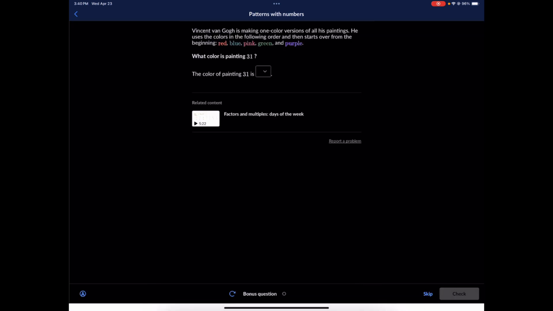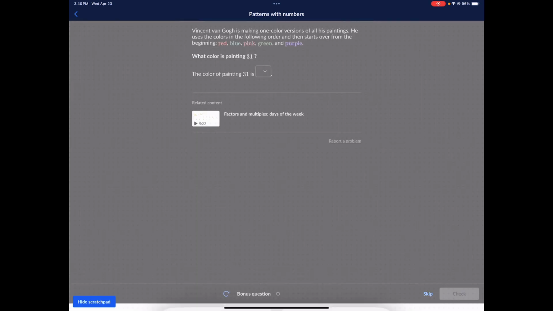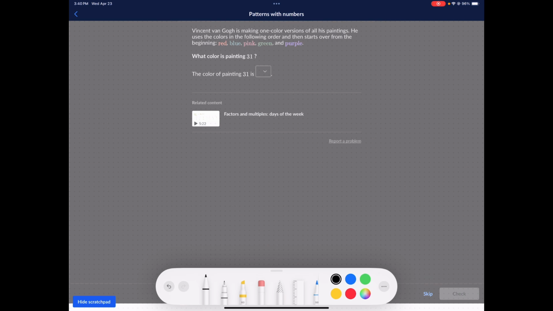Okay, bonus question. Vincent van Gogh is making one-color versions of all his paintings. He uses the colors in the following order and then starts over from the beginning: red, blue, pink, green, and purple. What color is painting 31? So we can take a look. Let's put R for red, B for blue, P for pink, G for green, and PU for purple.